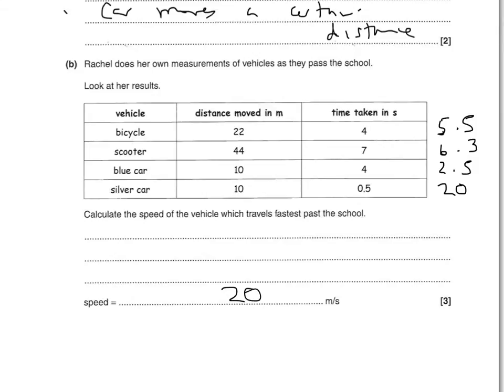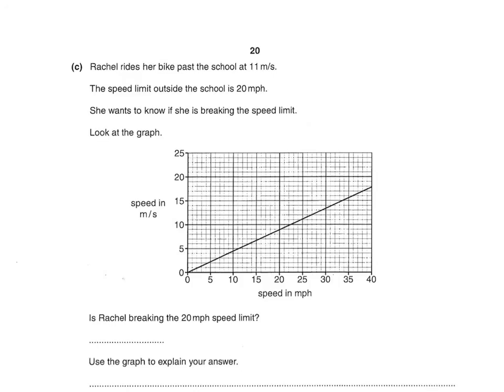So remember that if you need an equation, then look it up in the front, and speed equals distance divided by time. Rachel rides a bike past the school at 11 metres per second, and the speed limit outside the school is 20 miles per hour.